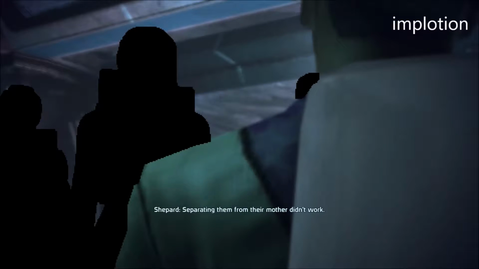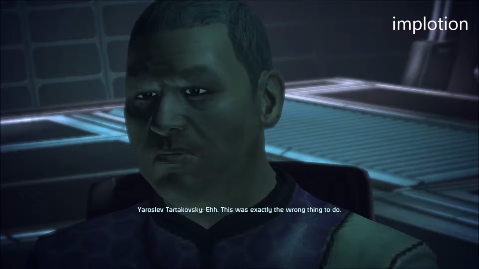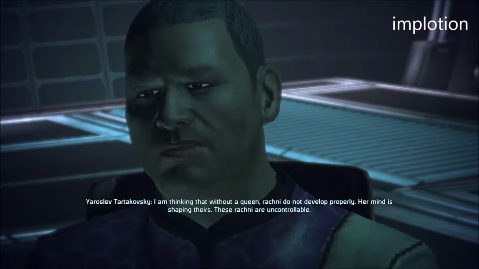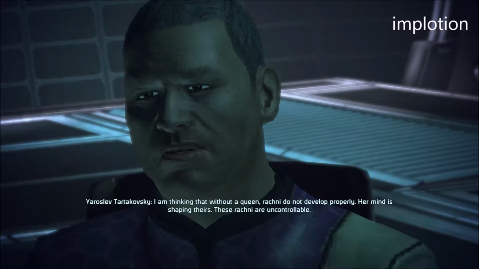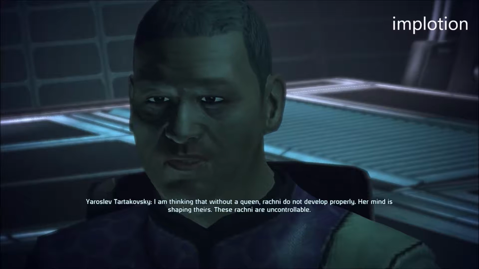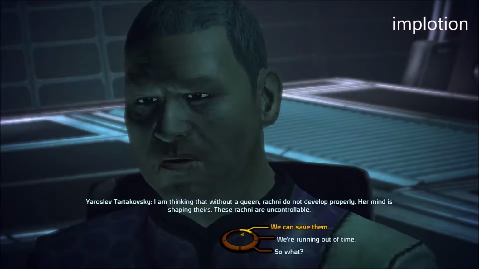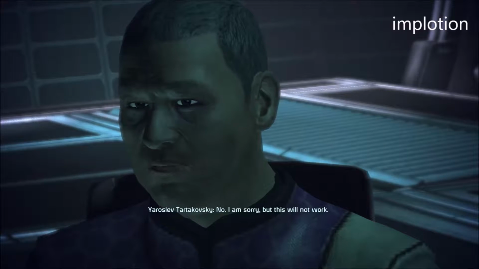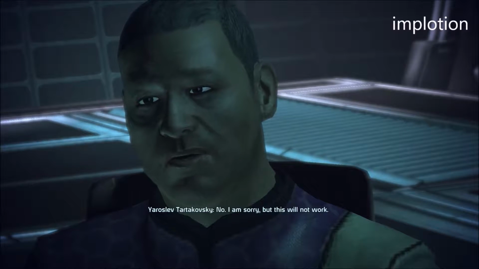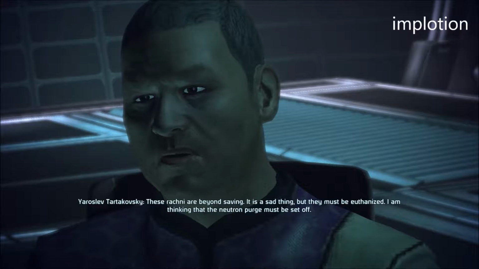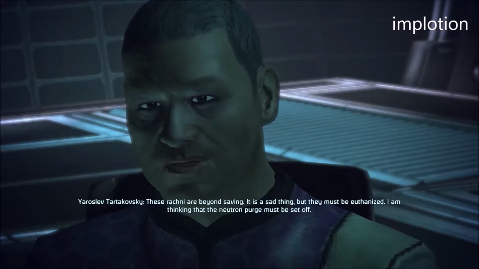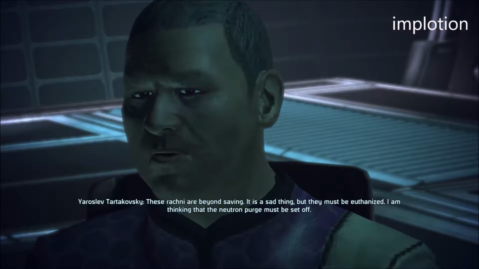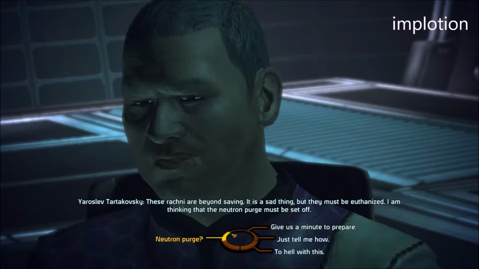Separating them from their mother didn't work. This was exactly the wrong thing to do. I am thinking that without a queen, Rachni do not develop properly. Her mind is shaping theirs. These Rachni are uncontrollable. Then all we need to do is bring her here. No, I am sorry, but this will not work. These Rachni are beyond saving. It is a sad thing, but they must be euthanized. I am thinking that the neutron purge must be set off.